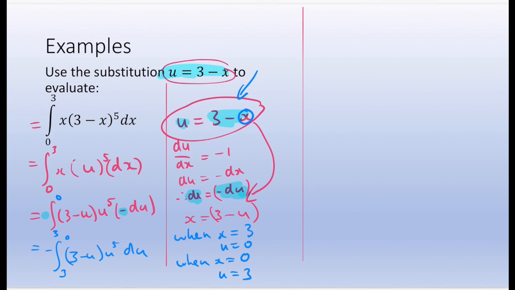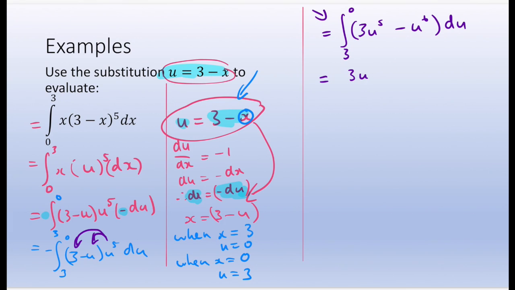What I will do though in my next step, and I'm going to start my next step over here, is I'm going to expand this out, okay? Because at the moment I don't see a way that I can integrate it, but if I expand it, I will be able to. So I'm going to go 0, 3, and if I expand it, I get 3u to the 5 minus u to the 6, and that all is with respect to du. Ooh, this I can do. So now I'm just going to integrate it.